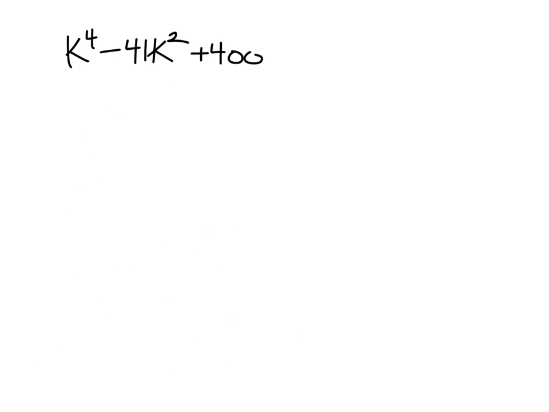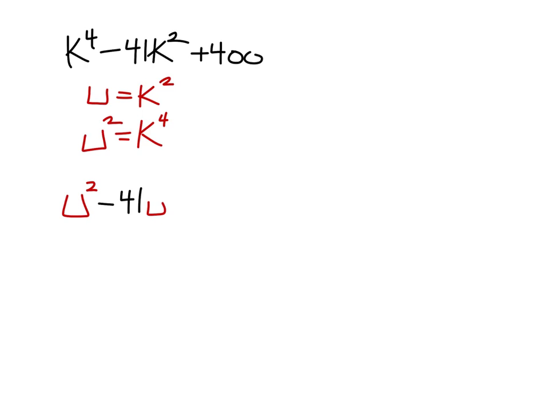I mean, either way, we can factor it one way or the other, right? So we're going to start by saying that u is the k squared stuff. So if we squared both of those, we would get u squared, but then we would get k to the fourth. So that k to the fourth now is just the u squared, and then we'll subtract 41, but now it's multiplied by u instead, and then plus 400.